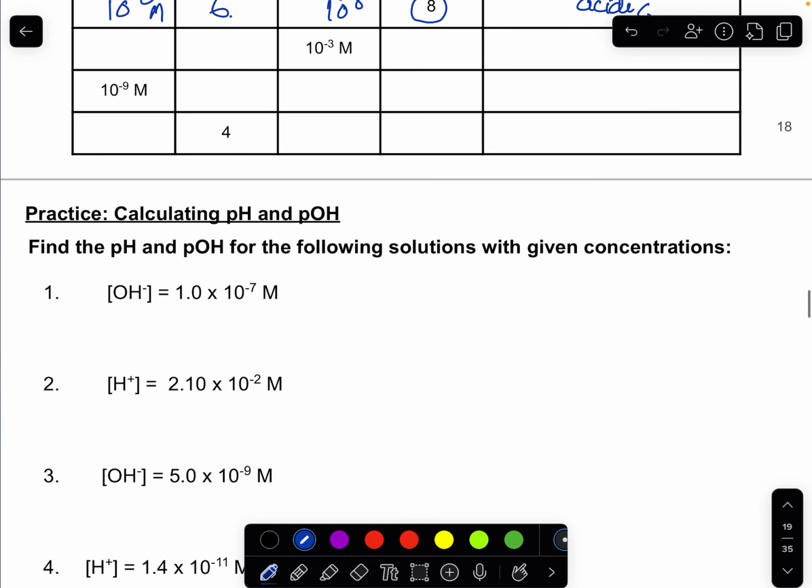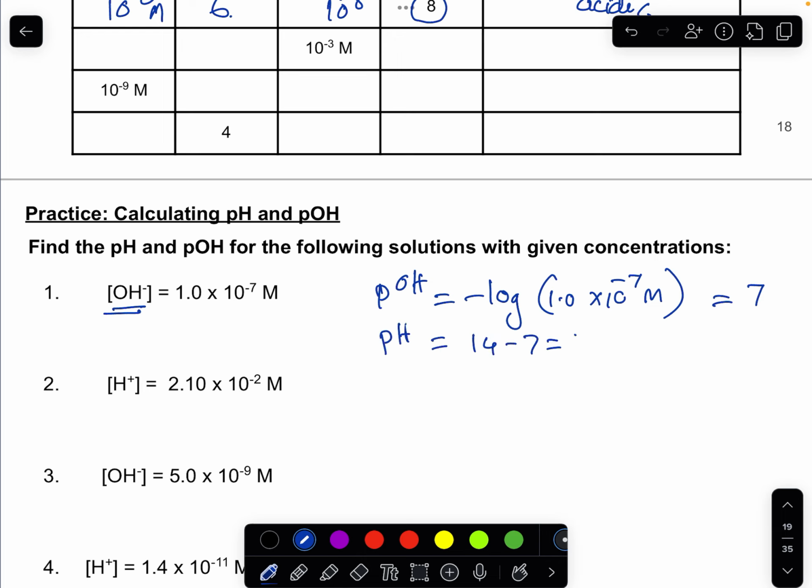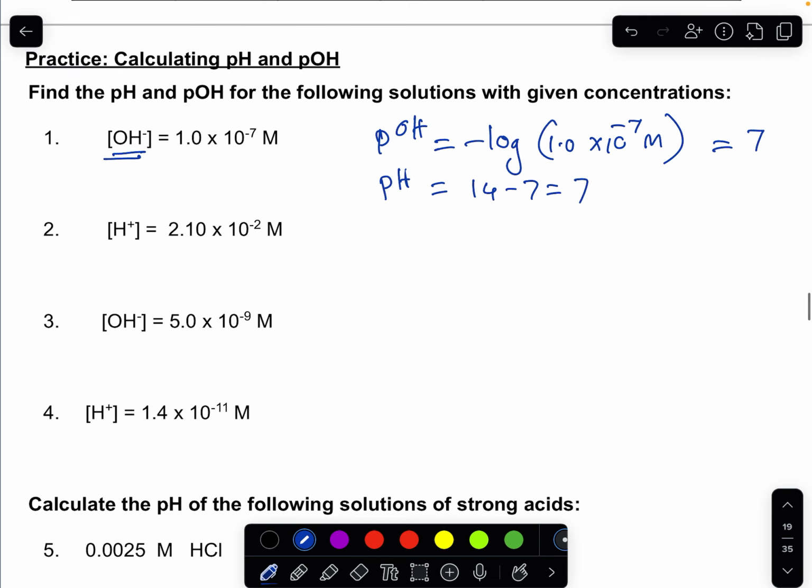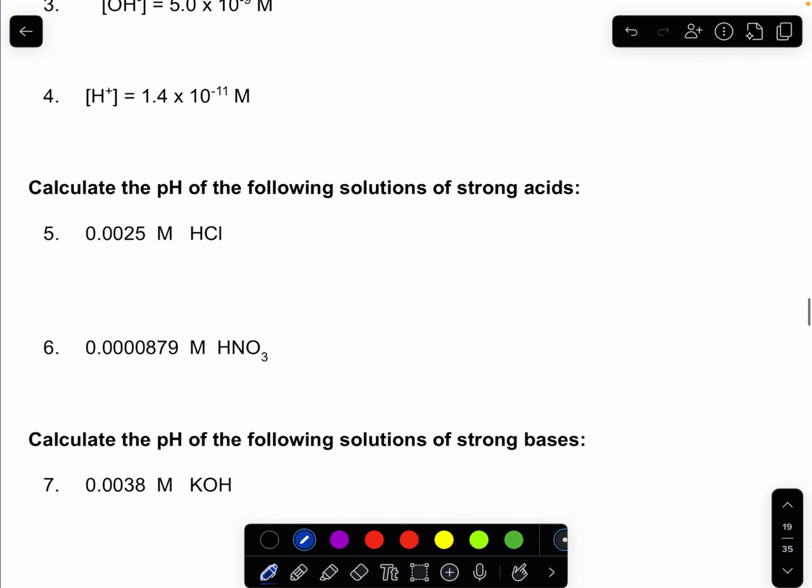Okay, so here OH minus concentration is given. So you can find pOH, which is negative logarithm of 1.0 times 10 to the power of negative 7 molar. That will be 7. Then pH will be 14 minus 7, which will be 7. So same thing, you have to do all the questions.